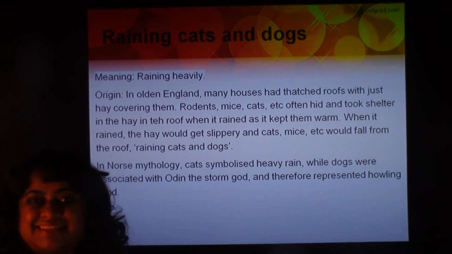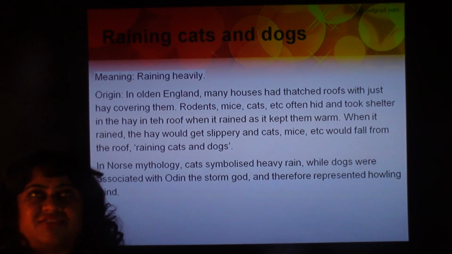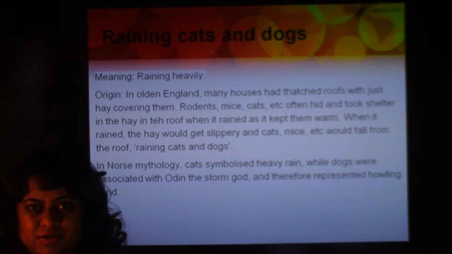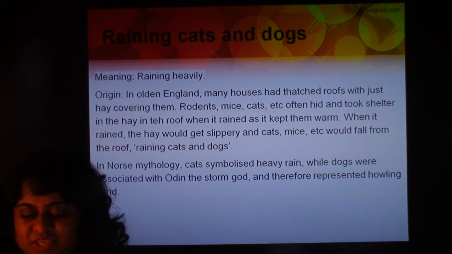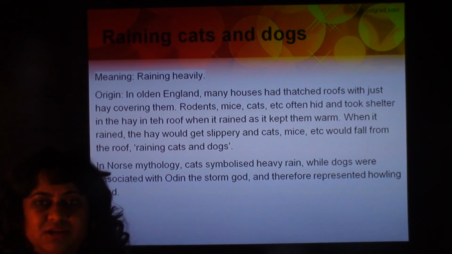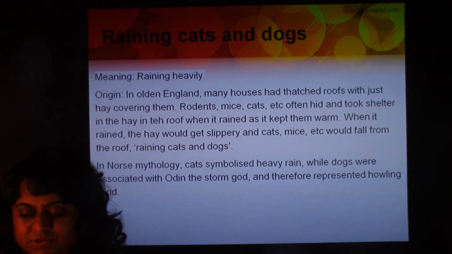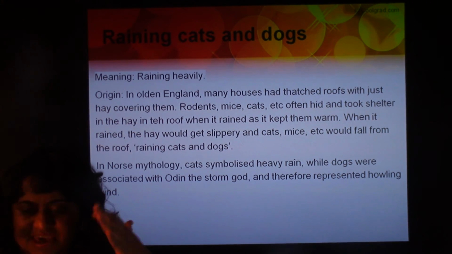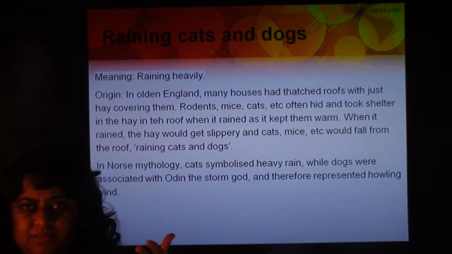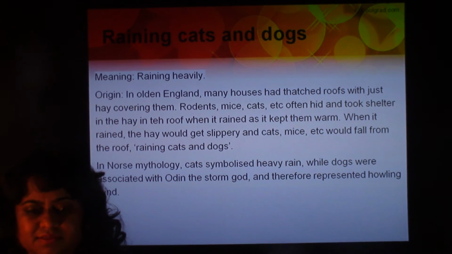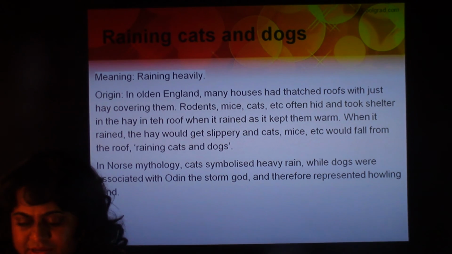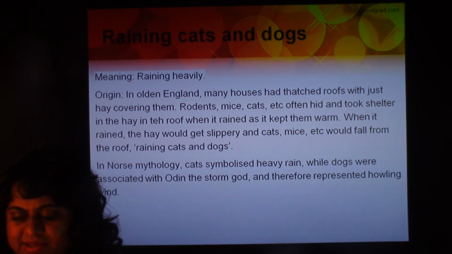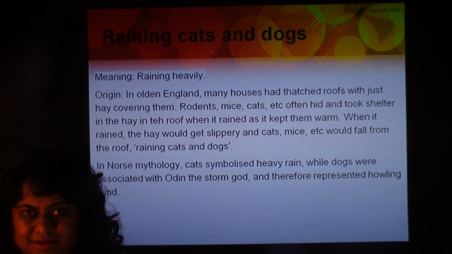Raining cats and dogs. This is an interesting phrase. So it means it's just raining heavily. But why would it rain cats and dogs? So the origin is that in olden days in England, many houses had thatched roofs with just hay covering them. And rodents, mice, cats, all these animals, they often hid and took shelter in these thatched roofs with just hay, okay? And it kept them warm. But when it rained, the hay would get all slippery and wet, and if it was raining really heavily, the cats and mice would actually fall from the roof, raining cats and dogs.